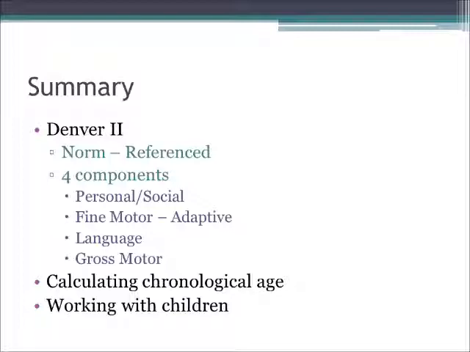If you suspect that a child does have a developmental delay after performing this test, refer them back to a physician for further testing.